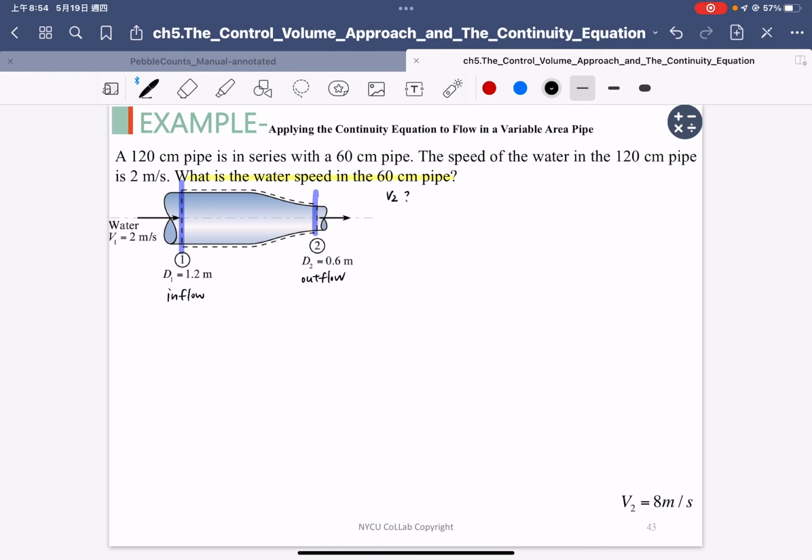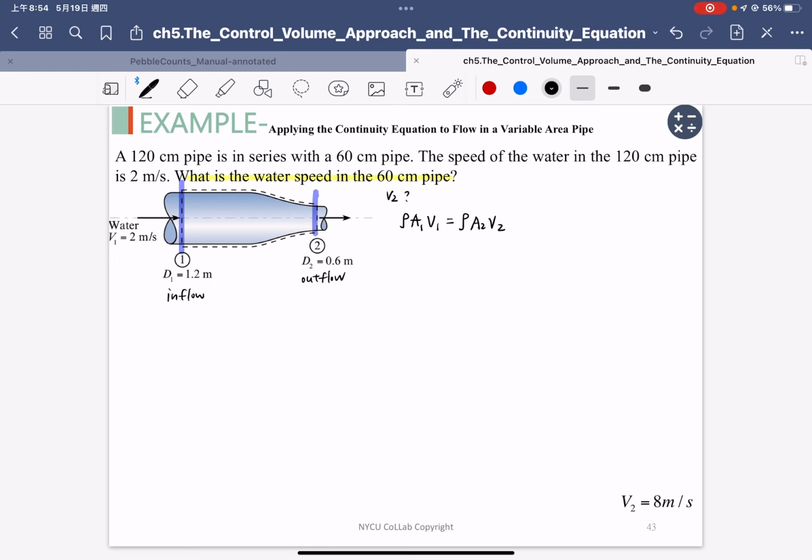Because this is the pipe flow, we simply apply the continuity equation for pipe flow problems. So we have a constant density, and we have the cross-section area A1 and the velocity V1 will equal to the constant density A2 and V2.